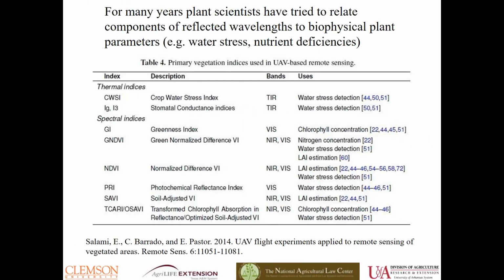For many years, plant scientists have tried to correlate specific components of reflected wavelengths to biophysical plant parameters. Think of this as the holy grail for plant scientists. The literature is full of examples of what we call vegetation indices. This is kind of like pursuing the holy grail to discover the relationship between specific reflected wavelengths and a very specific plant parameter.